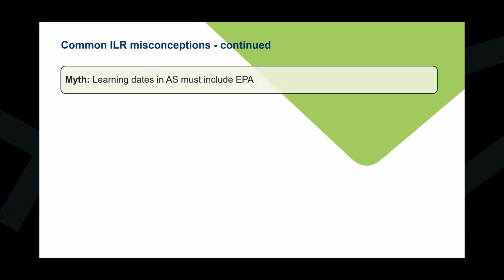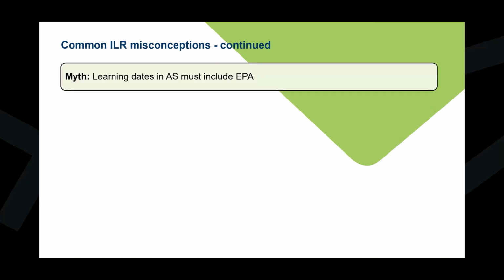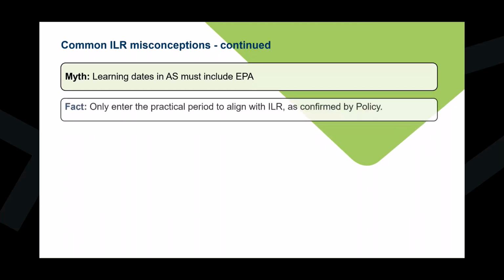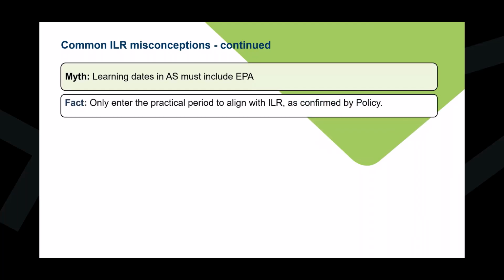Another myth is that the learning dates in the Apprenticeship Service must include the end-point assessment. Whilst both the apprenticeship and the practical period are required in the training plan, we have clarified with policy that only the practical period is required in the Apprenticeship Service and the ILR. So we are working on content in the Apprenticeship Service to align and update to reflect this.